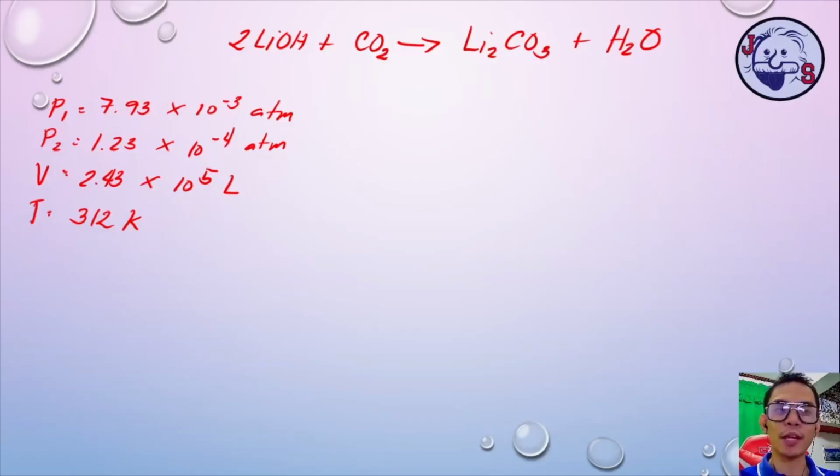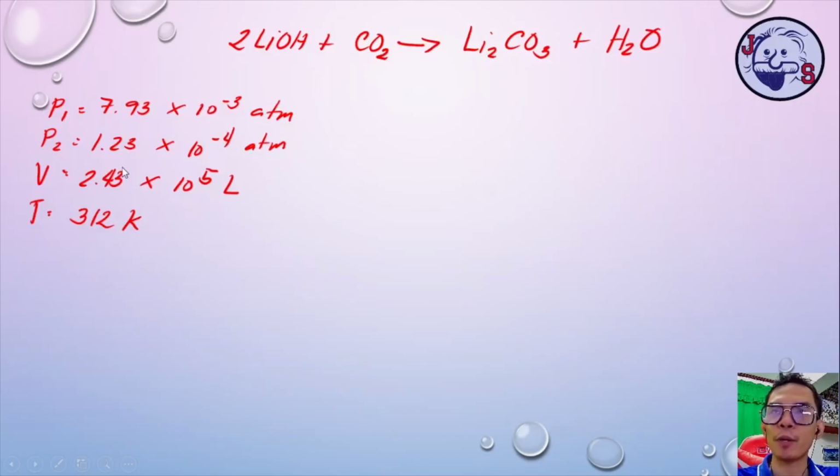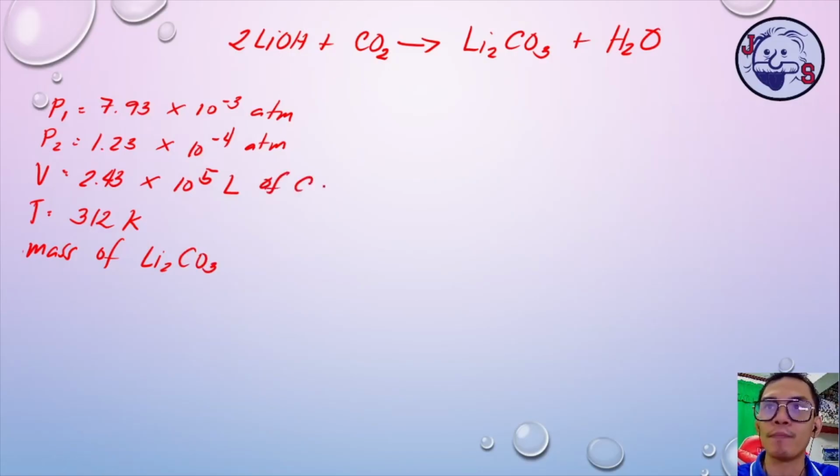We have written all the data from the problem, and the problem is asking us for the mass, the mass of lithium carbonate that will be produced in this process. So we need the liters of carbon dioxide. Now, how will we do this one?